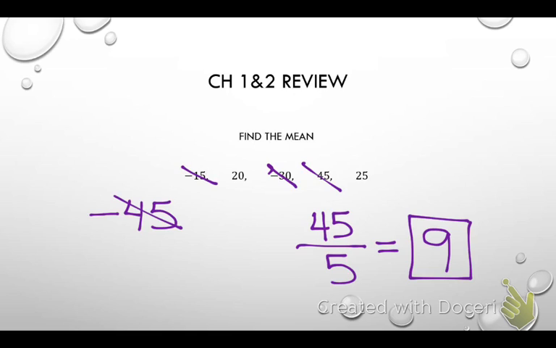You could have done it a couple different ways, but who got 9? Who got 9? That's all that matters. If you understand that, that's everything that's on your test tomorrow over chapter 3.